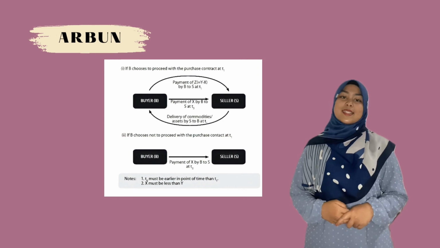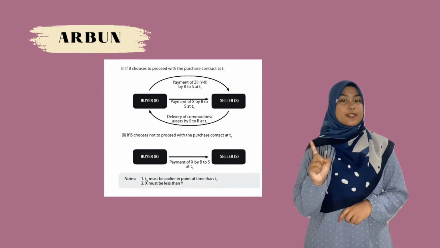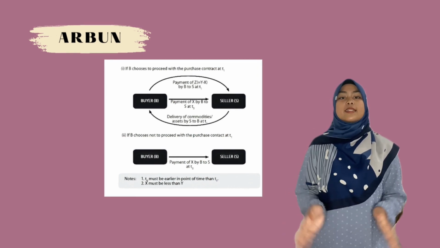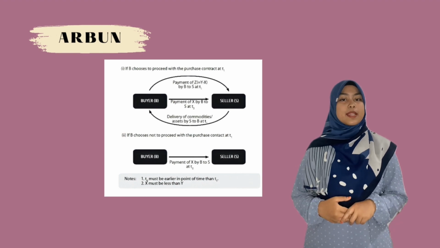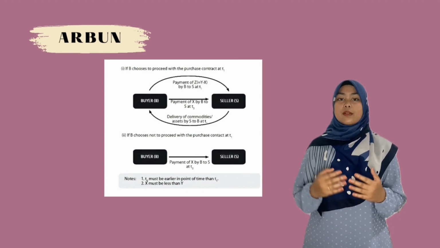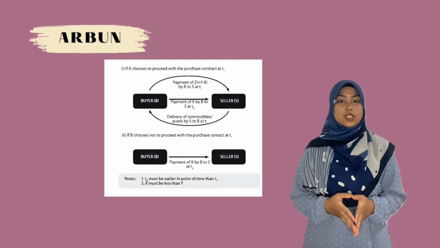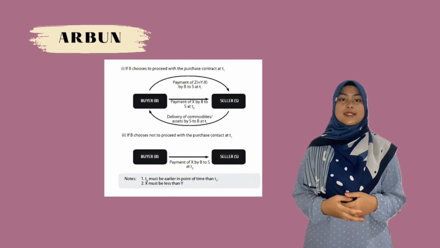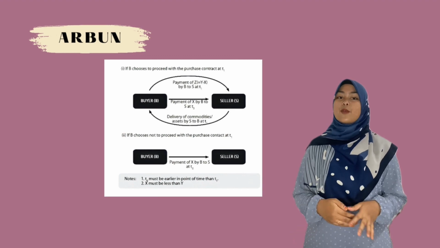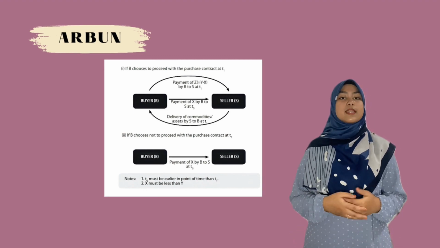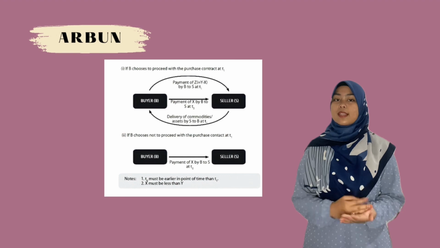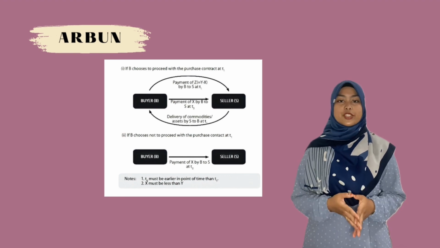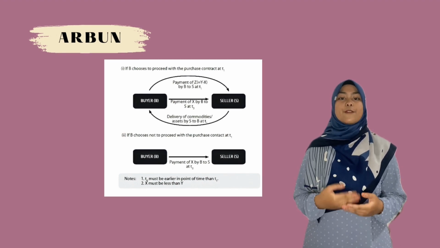Next is the structure of the instrument. First, under an arbun contract, the buyer concludes a purchase and makes an advance payment, less than the purchase price, to the seller. The contract stipulates that if the buyer decides to proceed with the transaction, he will pay the seller the purchase price minus the initial deposit. If the buyer decides not to proceed, he forfeits the deposit in favor of the seller.